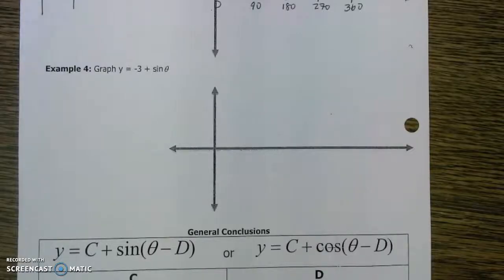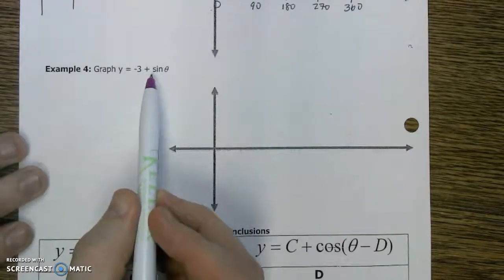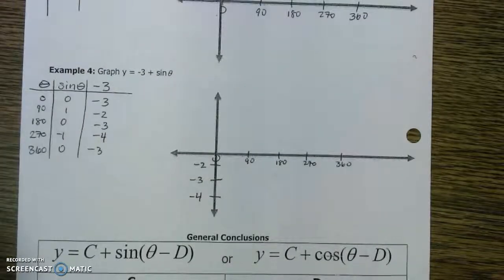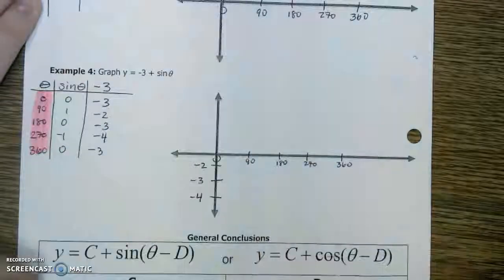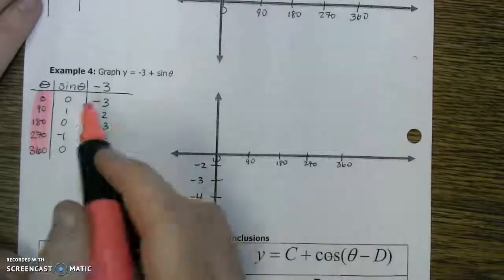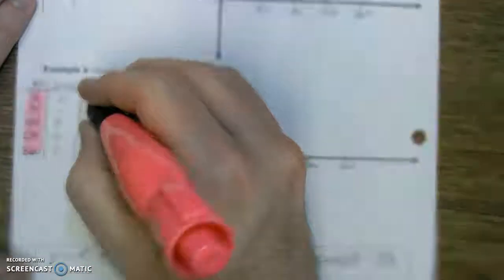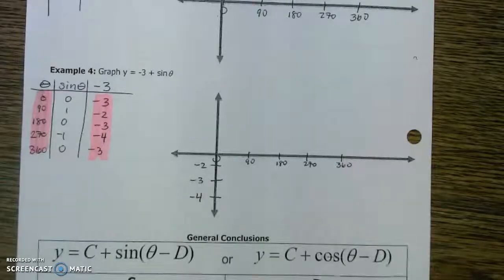Try example 4 on your own. So you should see this is a vertical shift of 3 down. Go ahead, make the table, make the graph, and see if our answers are the same. So here's the table I got. Theta values haven't changed, so we're going to use that first column. That column's not going to change. I put my sine values, but I subtracted 3 from all of my sine values, and that is the column you're going to graph on your y-axis.